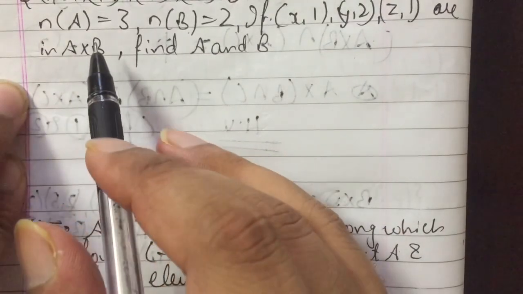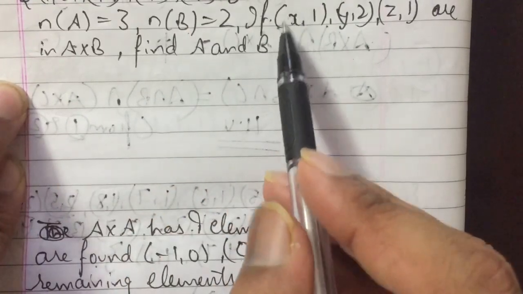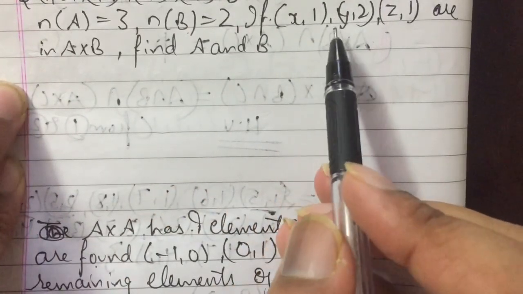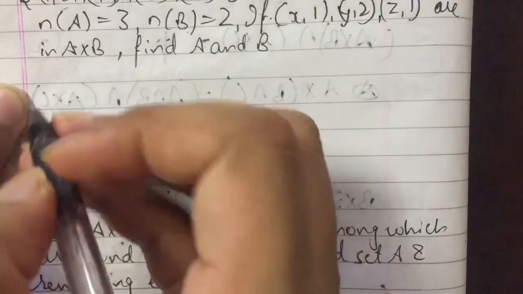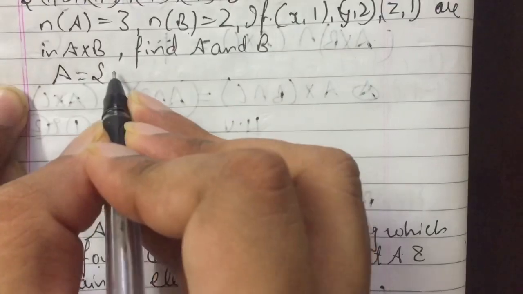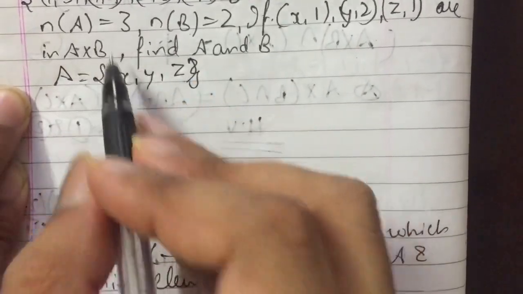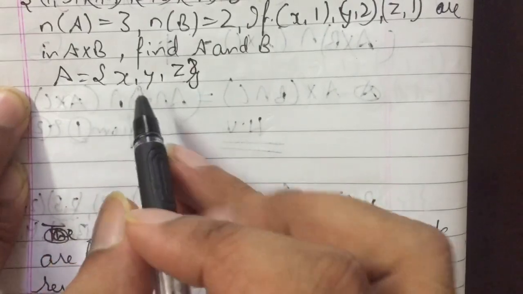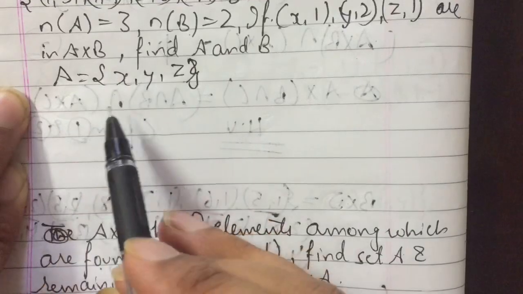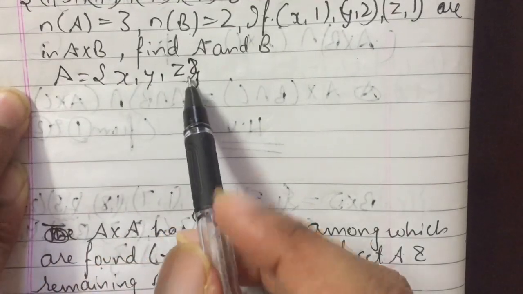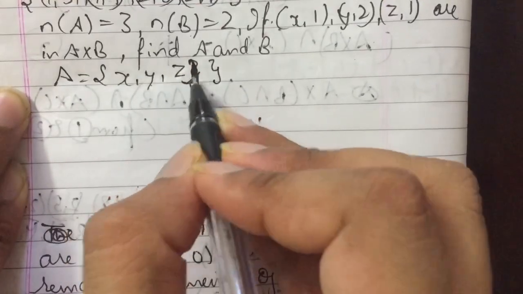Now the number of elements in A is 3, and the number of elements in B is 2. A's elements will be the first elements, so x should always belong to A. So write these first elements in set A. So set A should have x, y, z, right? These are the 3 elements we have from set A. It is already given that set A has 3 elements, and we have got 3 elements, so there is no need to search for other elements.